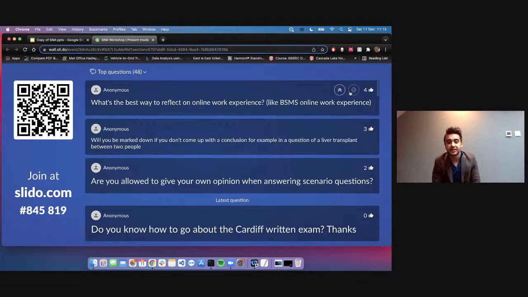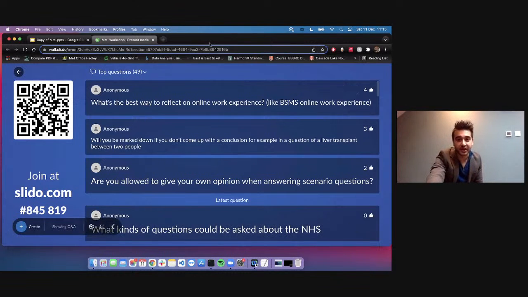And the final one is, what's the best way to reflect on online work experience? So again, I would do exactly that 3-part formula. Explain what you did, what you learned, and then further research it. The fact that it's online doesn't make any difference. You can talk about specific details in the work experience.